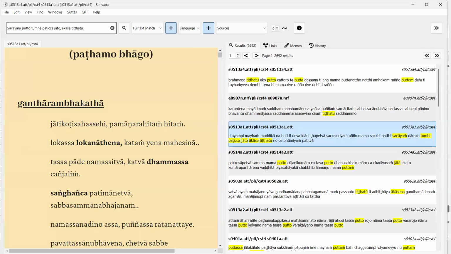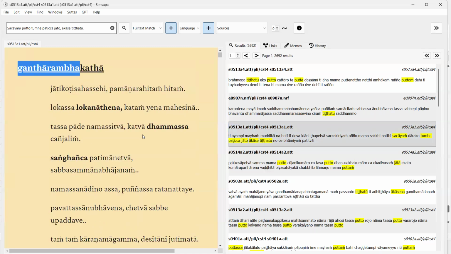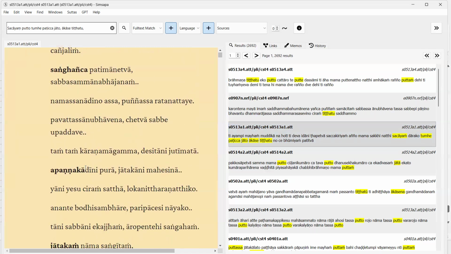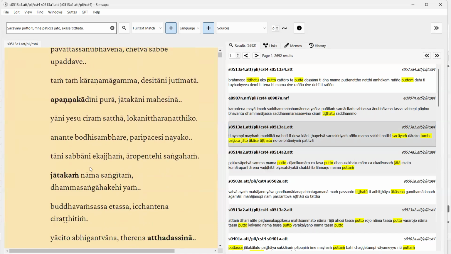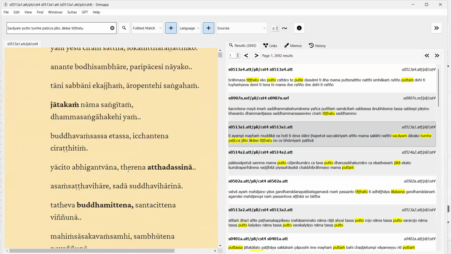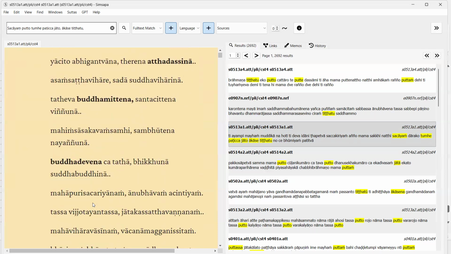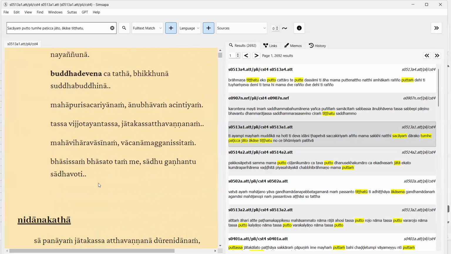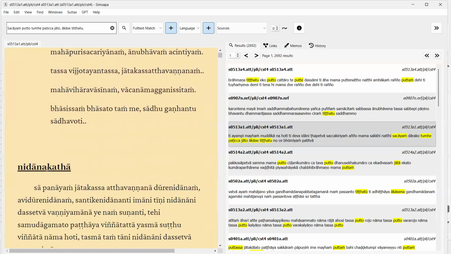Gantar. This is the word. That means this is a Gantaram. Bakka. Bak. Up to here, up to here. This is the one. Let me see where it is. Nidana kata. That means this is the saying of causation.